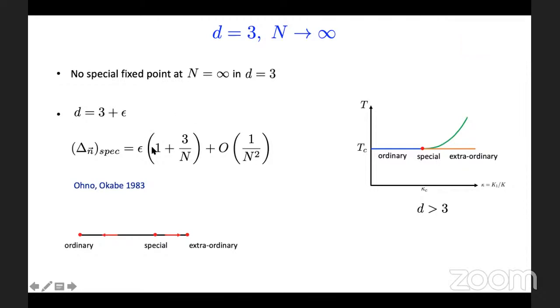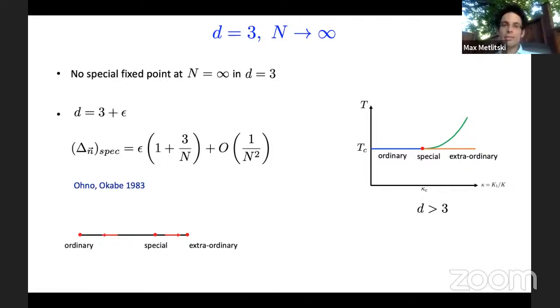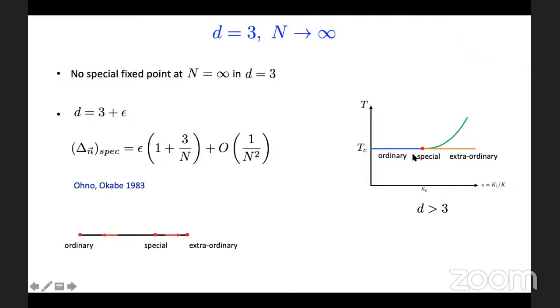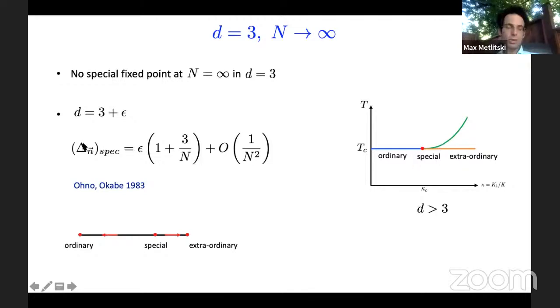But is it true also for negative epsilon? No, for negative epsilon one does not find a special fixed point, but for positive epsilon, this is what you get. So what is this suggesting? Well, it's suggesting that as epsilon goes to 0, the scaling dimension of the surface order parameter at the special transition goes to 0, it means that the operator condenses.